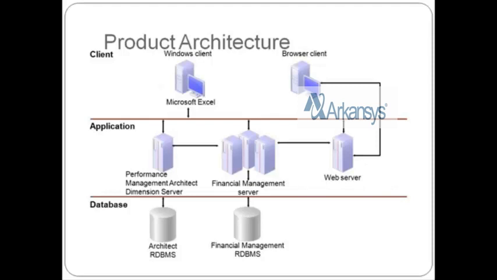Here you can see that this product is designed in a 3-tier architecture, which has a database layer, application layer, and client layer. In the database layer, I have 2 RDBMS: one is the architect RDBMS and one is the financial management RDBMS. On the architect RDBMS, I will be storing all my dimensions, their hierarchies, and anything related to the dimensions: account, entity, time, scenario, the 8 system defined dimensions and 4 user defined dimensions.